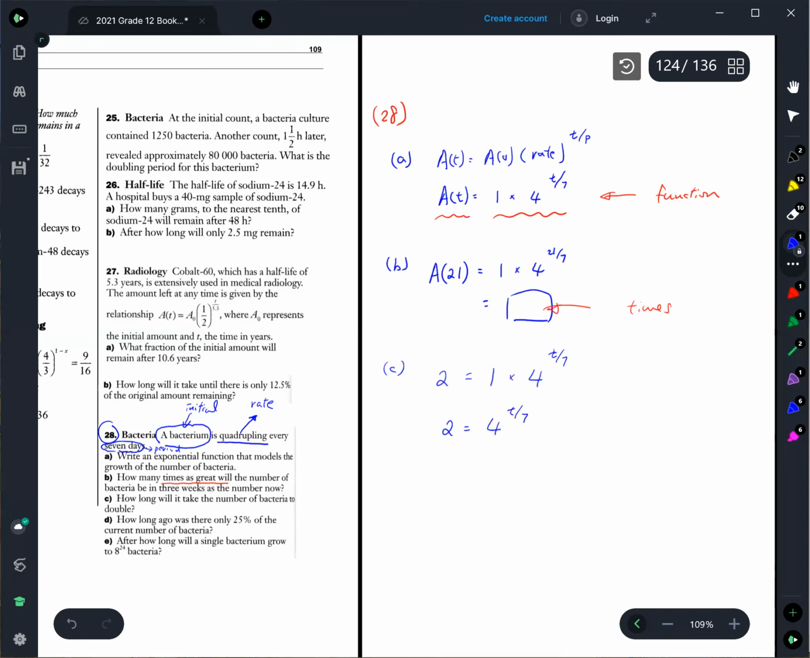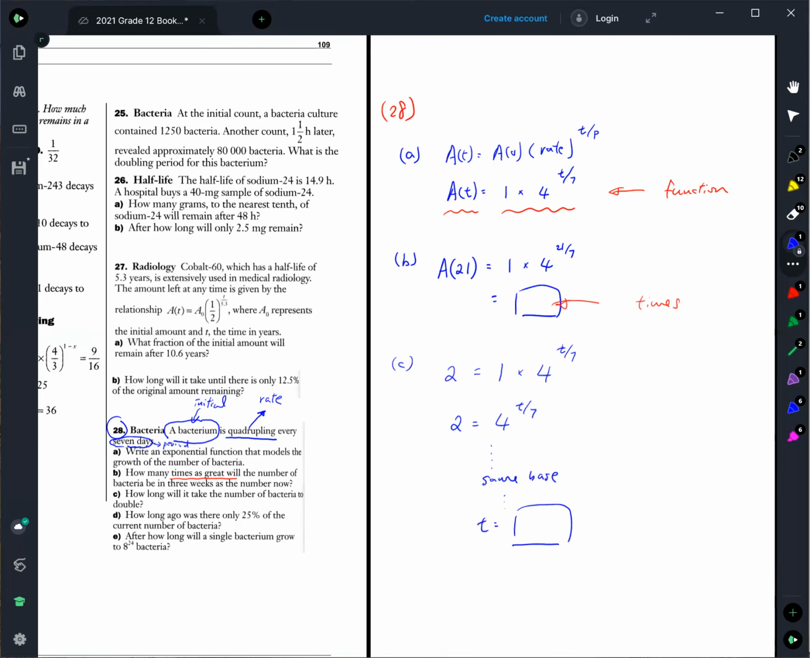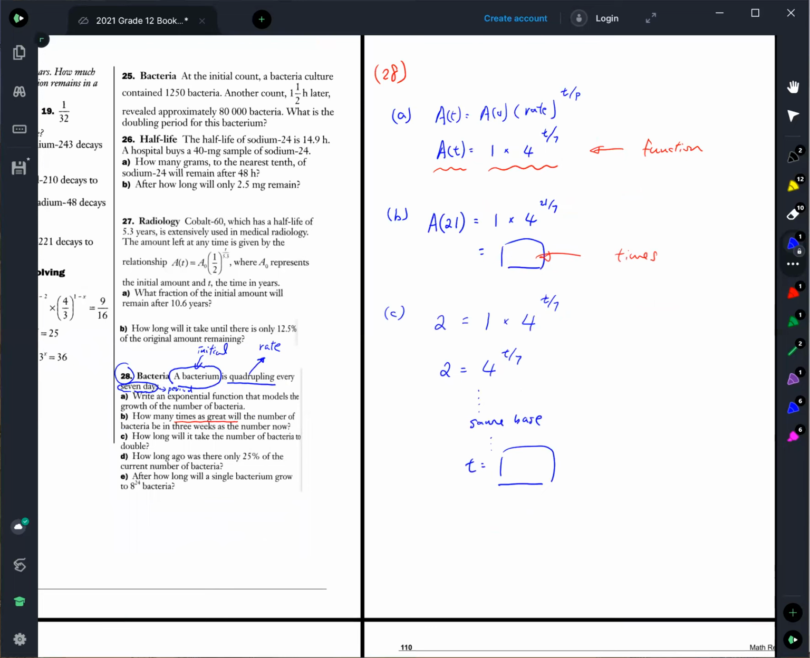And then from there, you solve for T. Okay, the 2 and the 4, you can use the same base. Okay, to solve for T. So you find out what T equals. Then that will tell you the number of days that it takes for it to double.